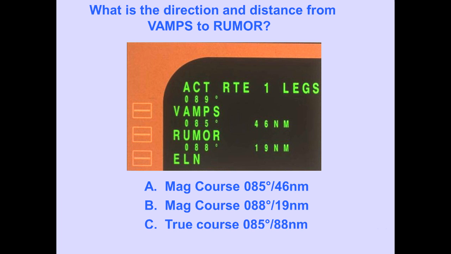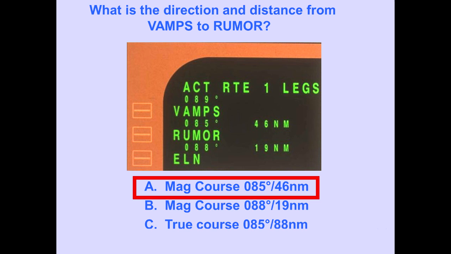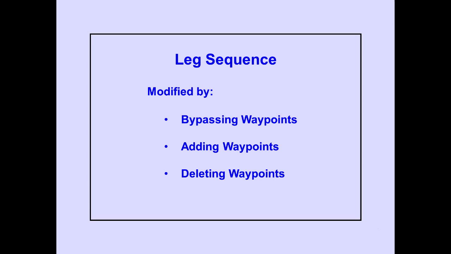Question. Answer A is correct. Leg sequence may be modified by bypassing, adding, or deleting waypoints.